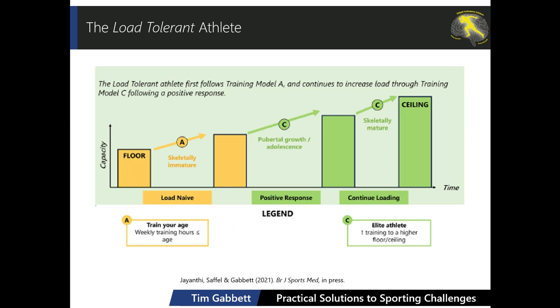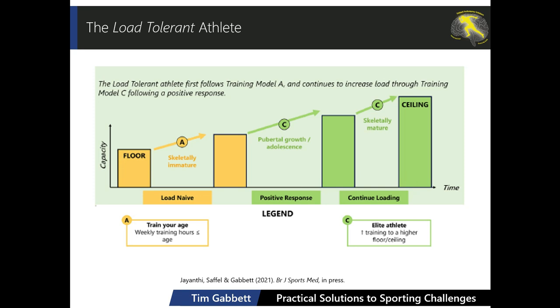The third type of athlete is our load tolerant athlete. Now, when each of these athletes get through skeletal immaturity, they go through puberty and growth and adolescence. If we can get them through those periods safely and without injury, they become skeletally mature, and that's when we're able to aim for a higher ceiling.